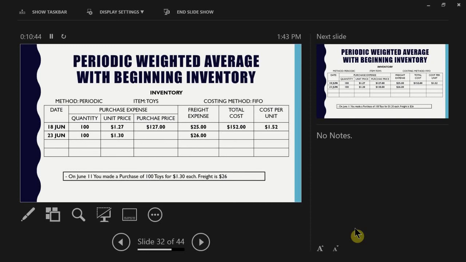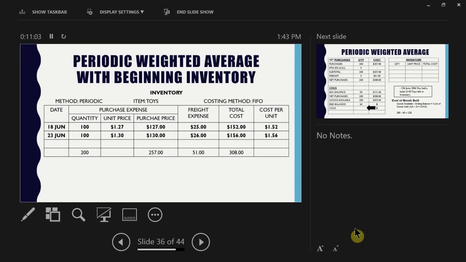Once again, another purchase of 100 toys at $1.30, giving me a purchase price of $130 plus 26 gives me $156. So once again, am I going to solve for my cost per item? You can, but you're not obligated to. So now I'm going to go ahead and tally up my grand total because now I'm at my ending balance. Now in this case, you have the option because in this case you have beginning inventory.